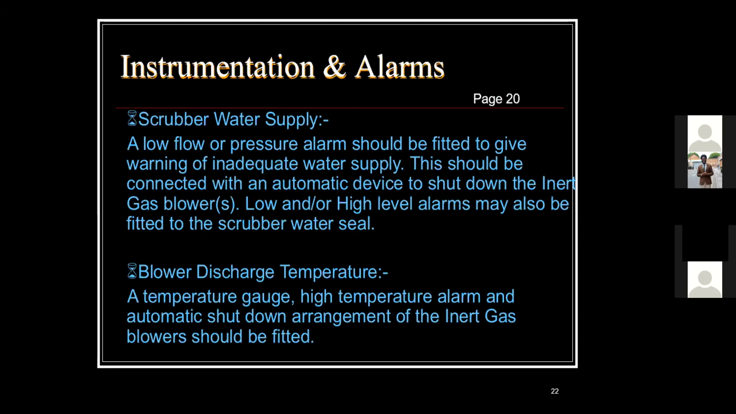Here you can have scrubber water supply. When you have a very low flow of water pressure, it's going to give you an alarm. Sometimes this can actually shut down the inert gas generator because it's not having sufficient water to clean and wash the flue gas. It means that the temperature is very high and it's not cooling, so it's going to cause overheating. So it's very important for you to know.